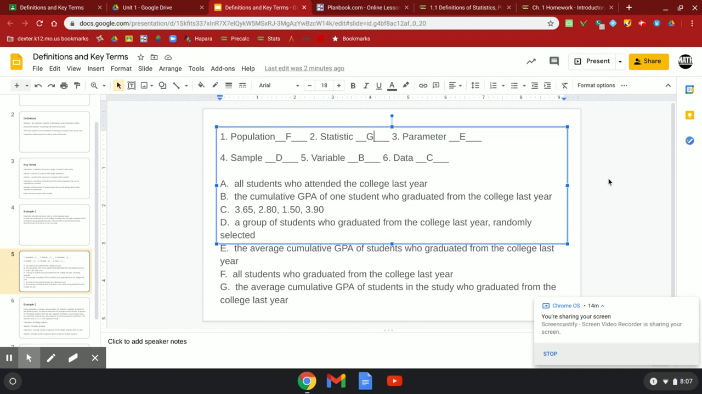Okay, hopefully you got something that looks like this. I threw you a curveball in there. Letter A was not used, even though it had the word all in there. But remember, the only people that I was interested in this study was the ones that were graduating last year. And so I didn't want all the ones that were not graduating. So be careful with that. Make sure you're reading everything.